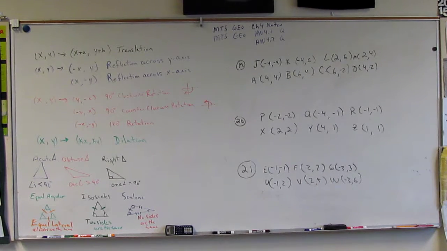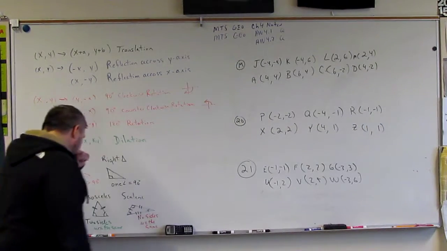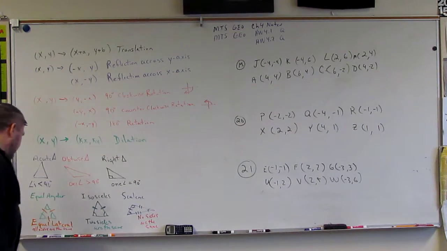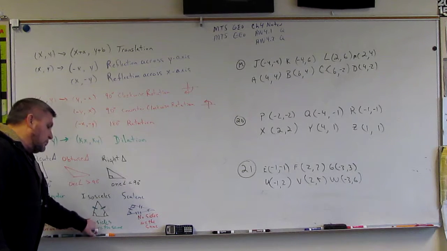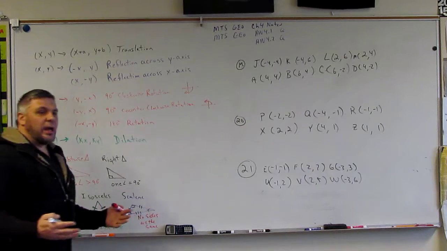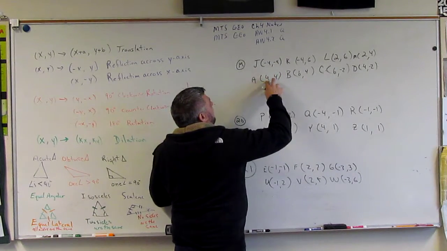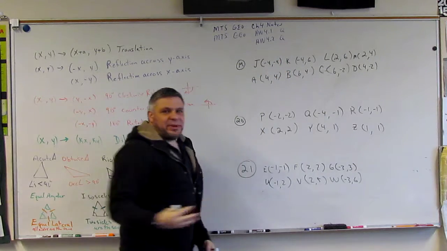4.1. So we're going to do 4.1, 19, 20, and 21. All right. So we want to know what happens as we go from -4 to 4. From -4 to 4. What happened?